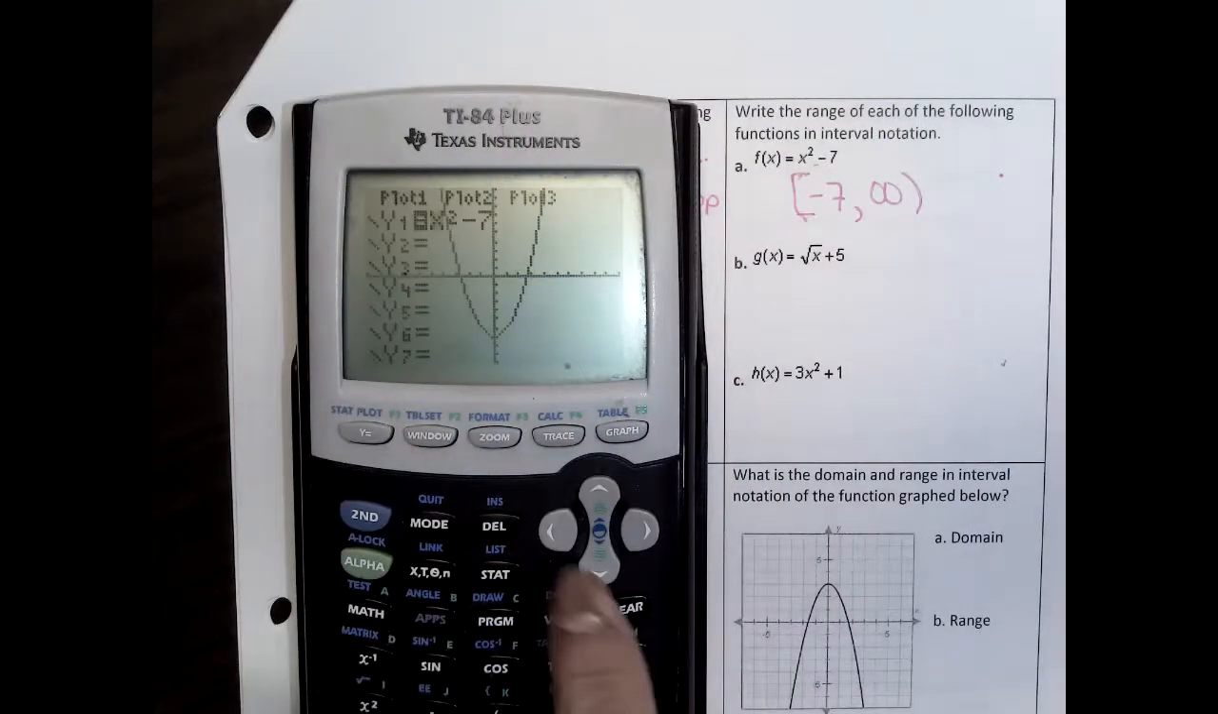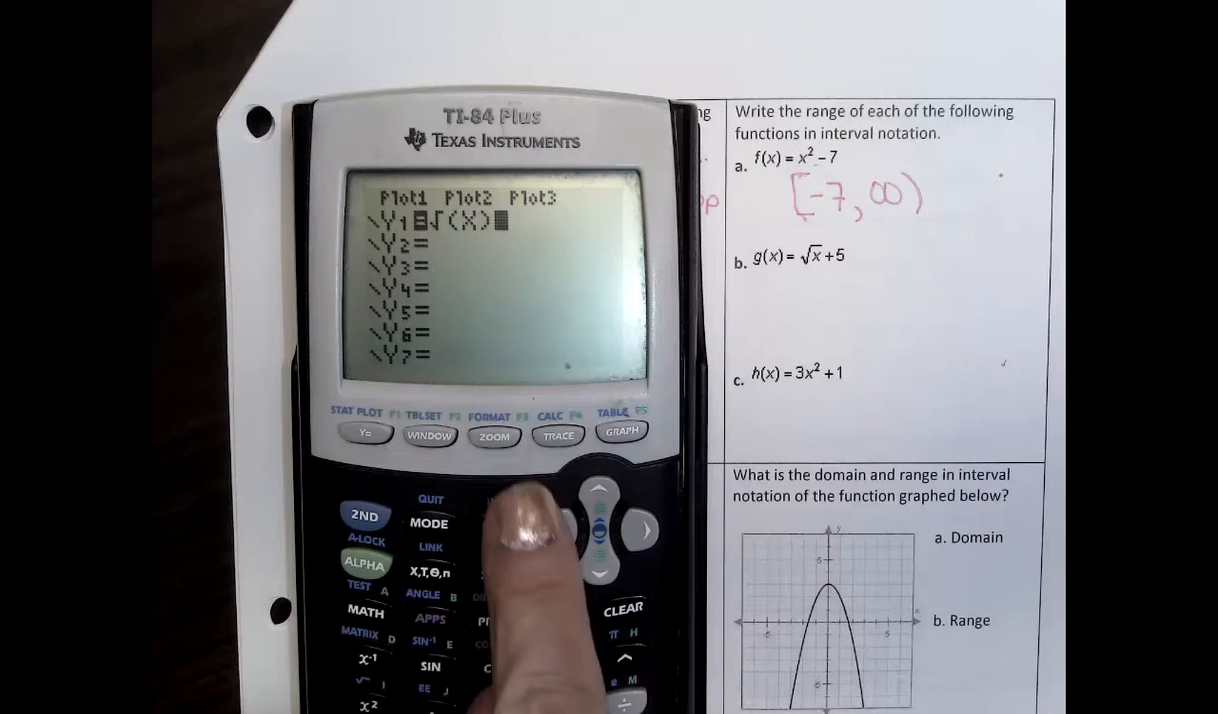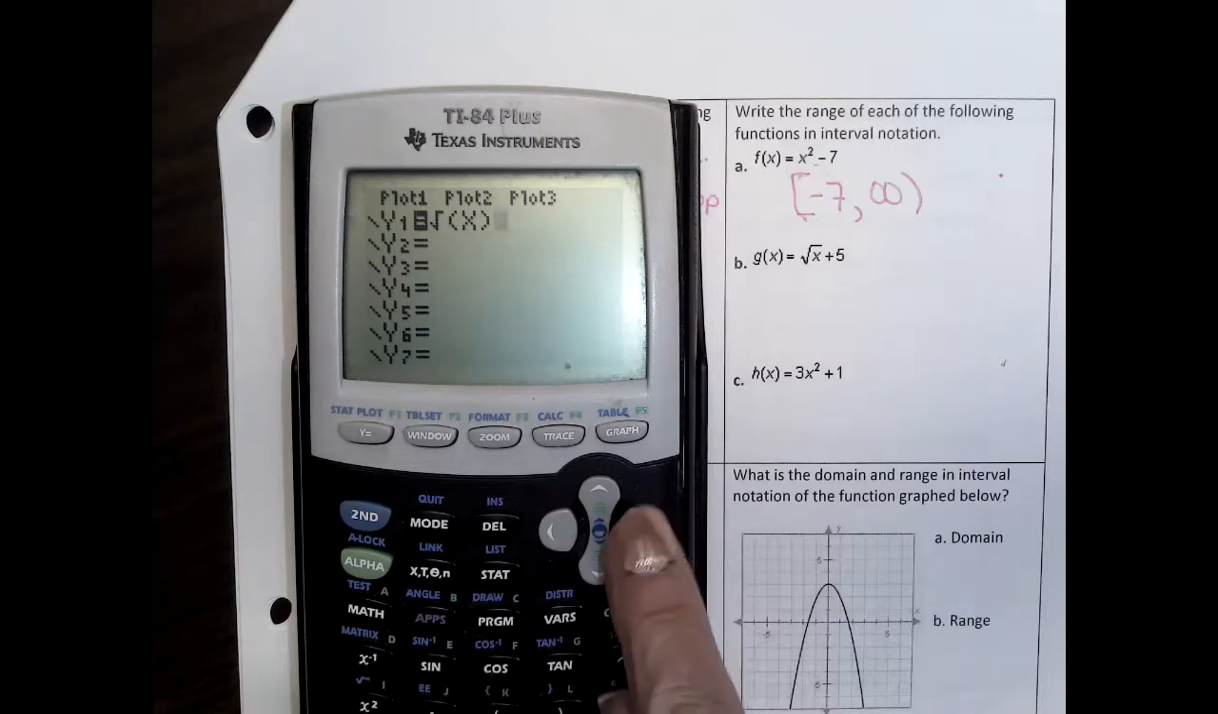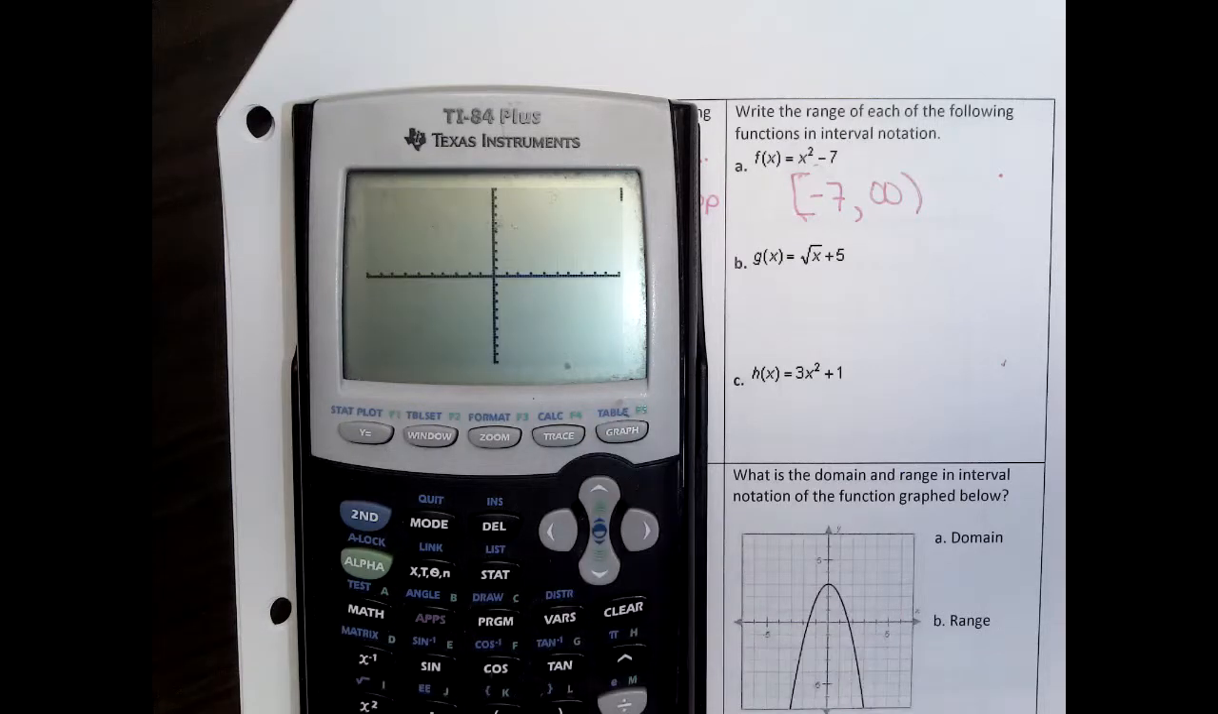Okay, our next one, g of x, which really is y, equals the square root of x. So the square root of x. Okay, well now I have to close my parentheses. Some of you will have to use this arrow key to get out from under that square root symbol, plus 5, because it'll look completely different if you do it one way versus another.